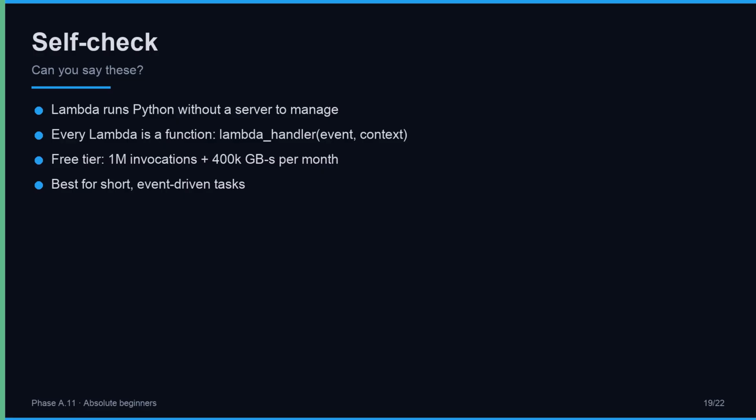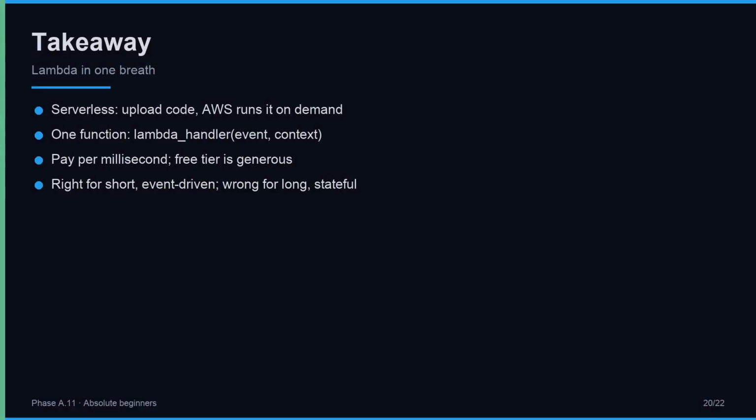You do not need to deploy anything yet, that comes next. Today you needed the mental model, and now you have it. Say each out loud. Here is Lambda in one breath. You write a Python function called lambda_handler that takes event and context. You upload it to Amazon. Amazon runs it whenever something triggers it, and you pay only for the milliseconds it runs.